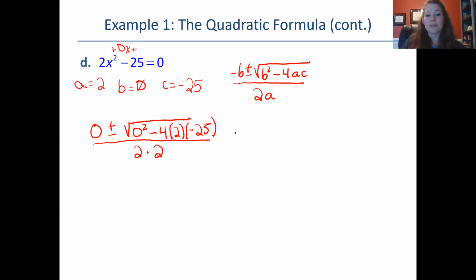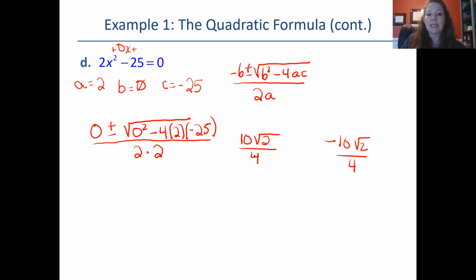But I know that one of my answers is positive 10 square roots of 2 over 4. And the other one would be the opposite of, or negative 10 square roots of 2 over 4. All right, now you can't ever simplify your radicand, but you can always simplify your coefficients as long as everything can be divided by the same number.